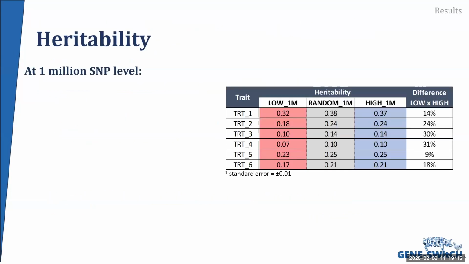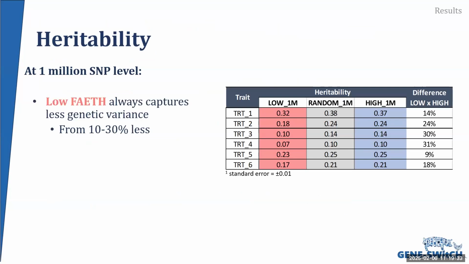These are the results of the heritability. And please note that this is conducted using the top and bottom 1 million SNPs. And for comparison, we randomly selected 1 million markers that were evenly distributed across the genome. One thing to note is that in all cases across all 6 traits, low FAITH scores always captured far less of the genetic variance, which is good. It means that these markers are less likely to be influential on the trait in question, and that the FAITH score is actually working to select more informative markers on a molecular basis.